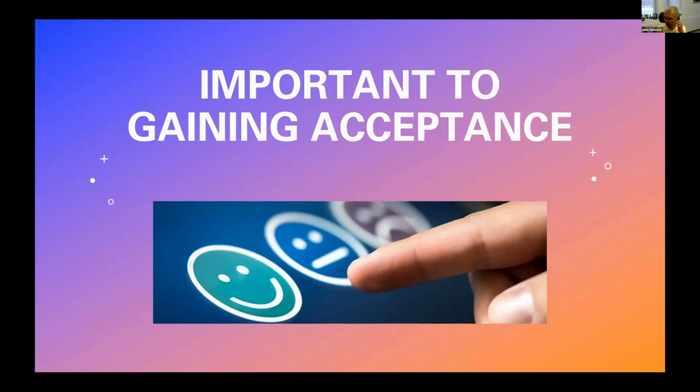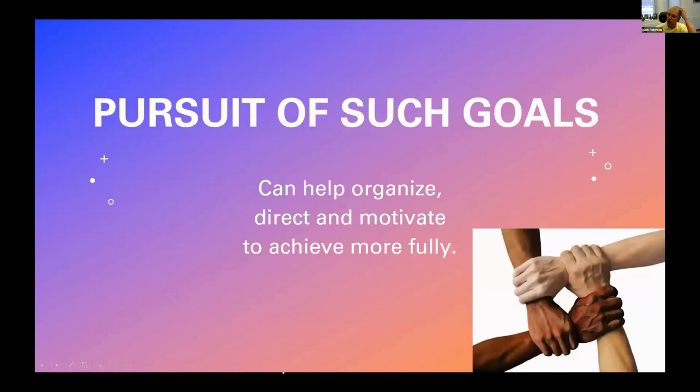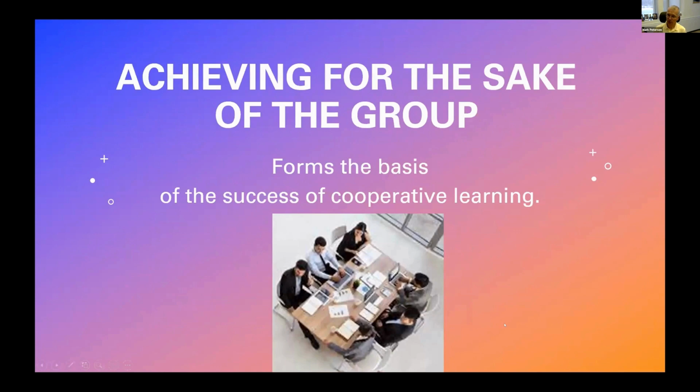And what I introduced in my class was basically peer acceptance and need for approval by a simple adjustment I made at mid-course. So these social goals can help us organize, direct and motivate people to achieve more fully. And when we're achieving for the sake of the group, it also leads to more cooperative learning. And so that's what my innovation actually wound up doing.